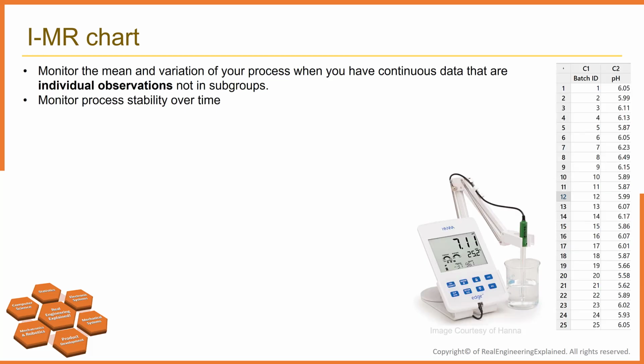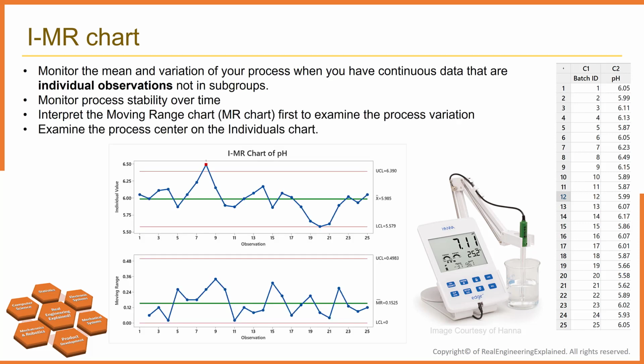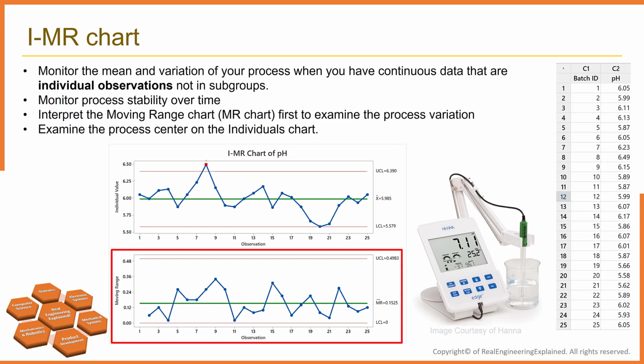For example, a quality engineer monitors the manufacture of liquid detergent and wants to assess whether the process is in control. The engineer measures the pH of 25 consecutive batches of detergent. Because the data are not collected in subgroups, the engineer must use an IMR chart to monitor the mean and variation of the detergent process. So, interpret the moving range chart first to examine the process variation.